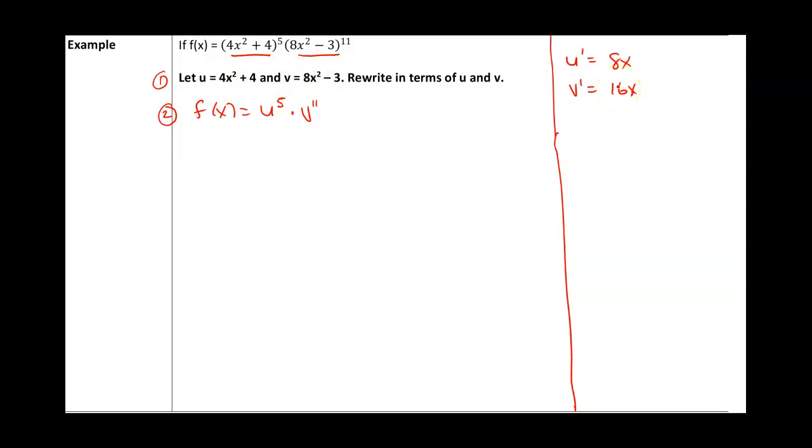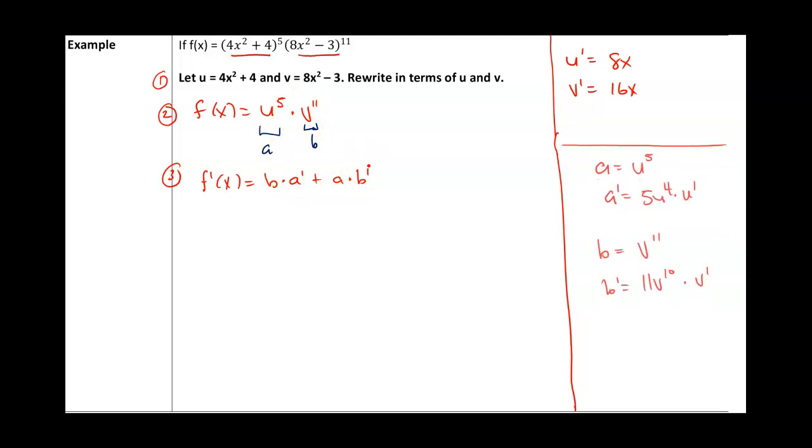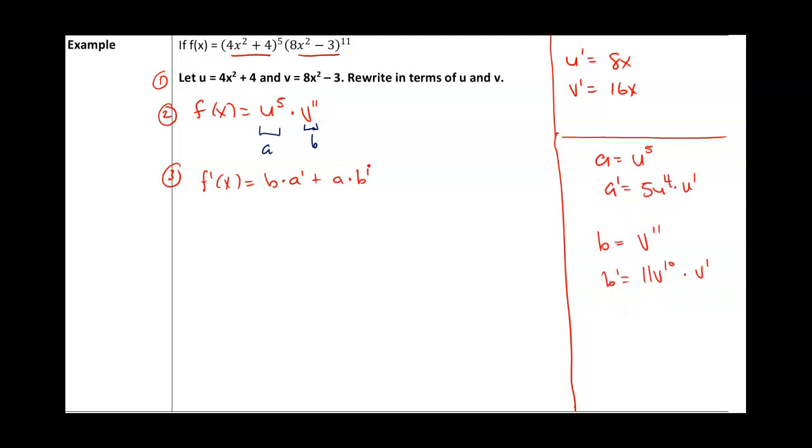And because we're taking a product of two different things, we're going to call this a and we're going to call that b. So the product rule states that when you have a product of two things and you take this derivative, it's going to be b times a prime plus a times b prime. So we have to list out what all those are. On the side, I'm going to say a is u to the 5th, and a prime is going to be 5u to the 4th times u prime. Anytime you take the derivative of u, you always get that u prime. B is v to the 11th, so b prime is going to be 11v to the 10th. The 11 comes down, and then you have that times v prime. So here are our u prime and our v prime.